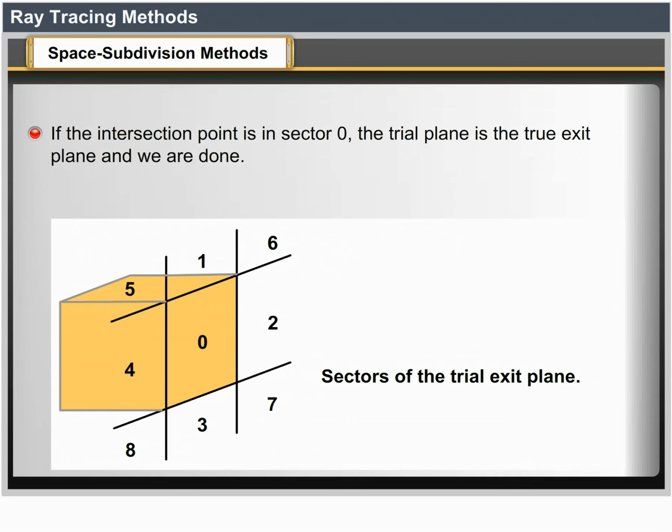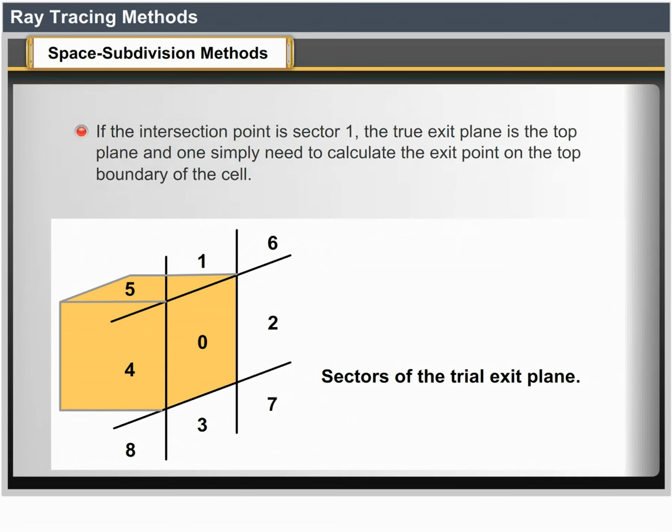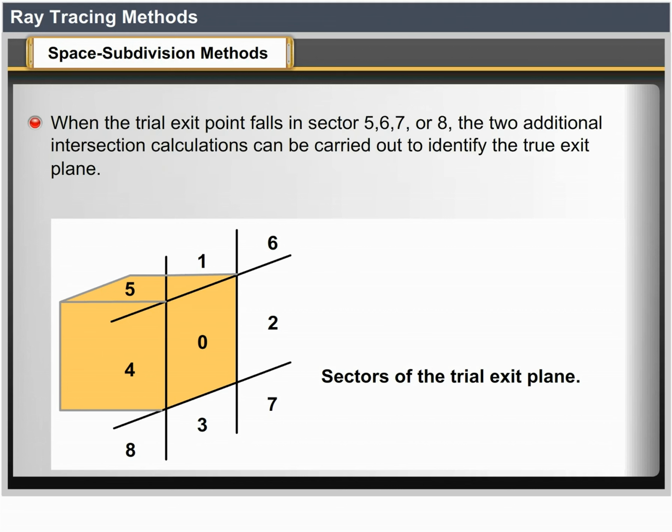If the intersection point is in sector 1, the true exit plane is the top plane and we simply need to calculate the exit point on the top boundary of the cell. Similarly, sector 3 identifies the bottom plane as the true exit plane, and sectors 4 and 2 identify the true exit plane as the left and right cell planes, respectively. When the trial exit point falls in sector 5, 6, 7 or 8, we need to carry out 2 additional intersection calculations to identify the true exit plane.